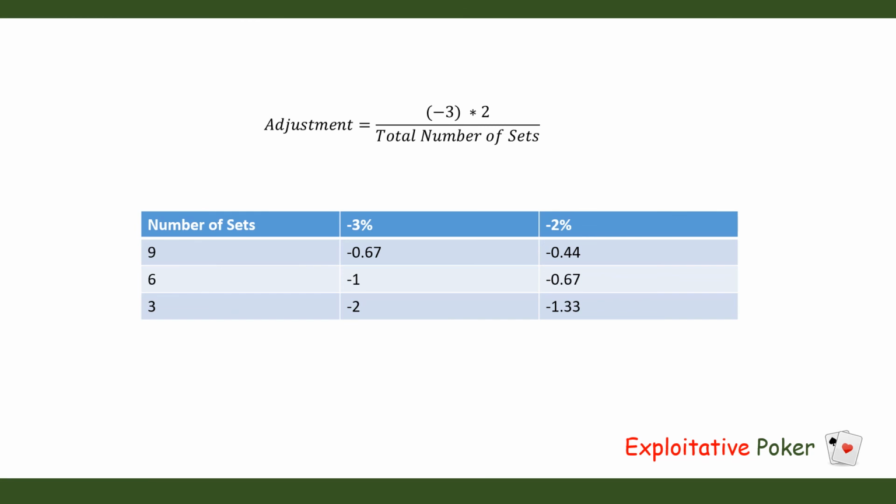So that's all for this video. I'll do one more video on this subject, and this is when you have a pair and a flush draw and you know villain has a set.